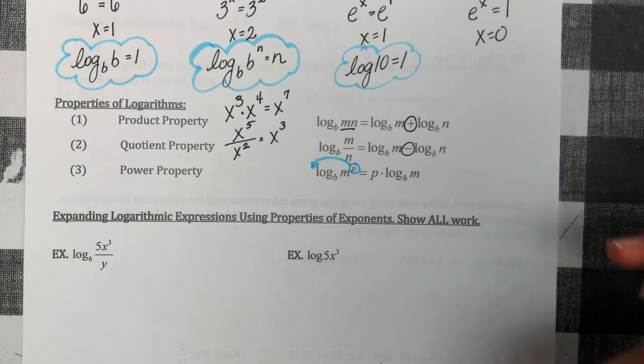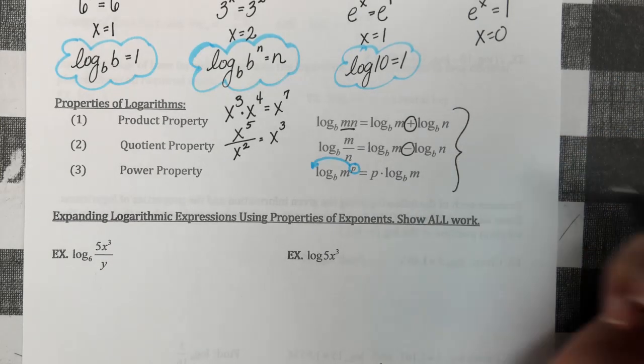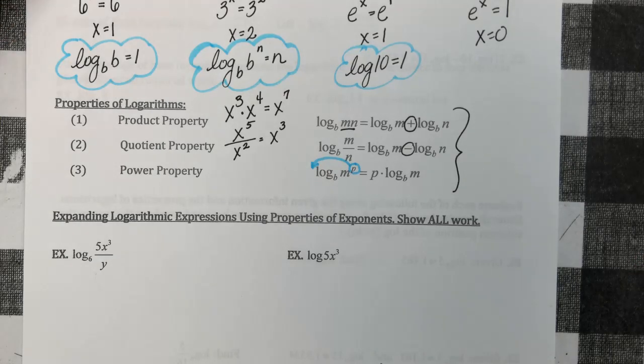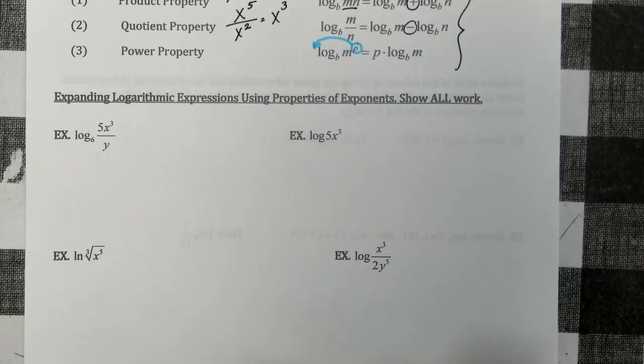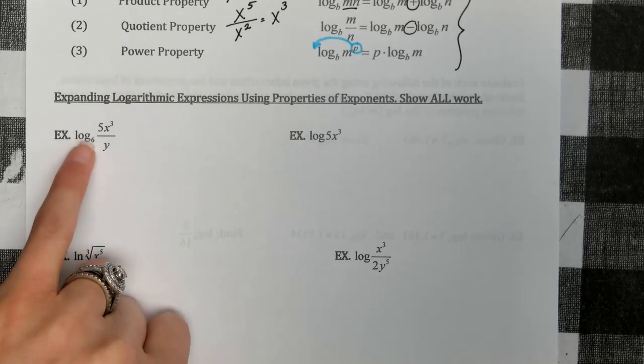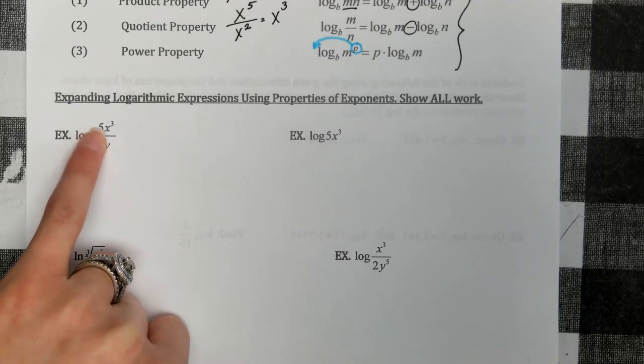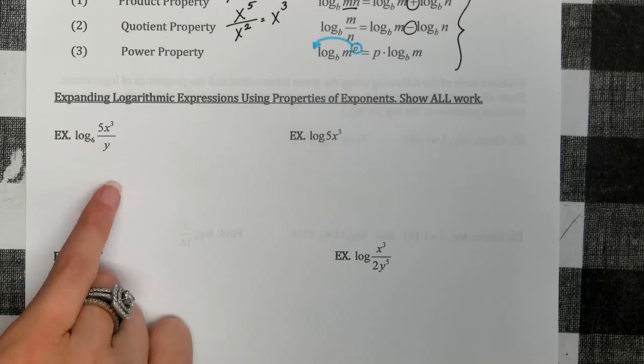Okay? So those are my three properties that I'm going to use for the next two sections to expand and condense. So my first section, I'm expanding these expressions using those properties. What that means is I'm going to look at each term, and so log base 6 of 5x cubed over y. Technically, I have three terms here. I have a 5, an x cubed, and a y.